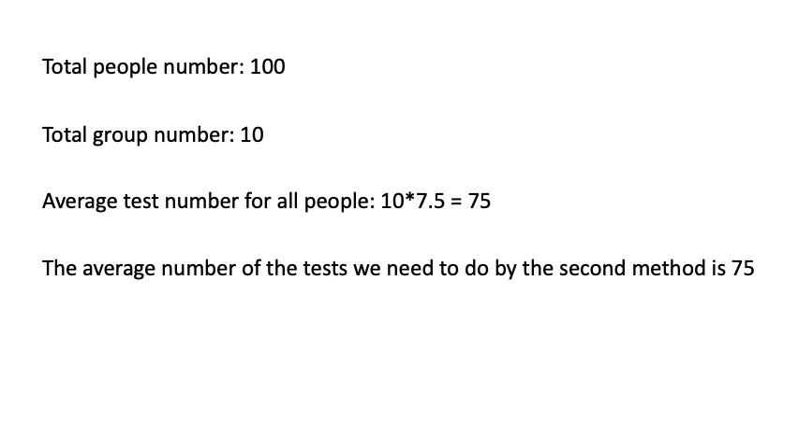For the final step, the question asks us to find out the average test number for the 100 people, not for one group. So we have to do one more calculation. There are totally 100 people and divided into 10 groups. So we use the group number 10 times the average test number for each group, 7.5. We got the final result is 75. This is the average number of the tests we need to do by the second method in this question.